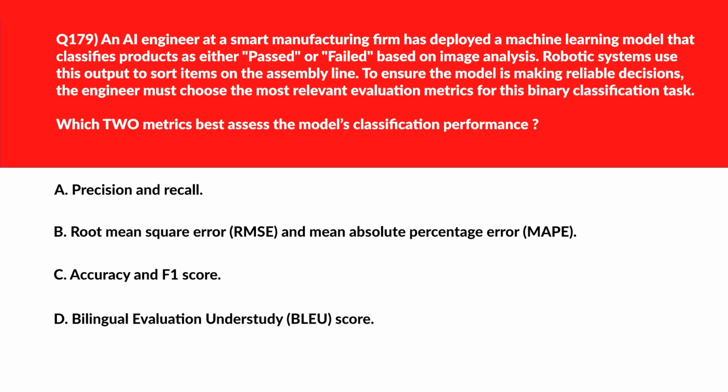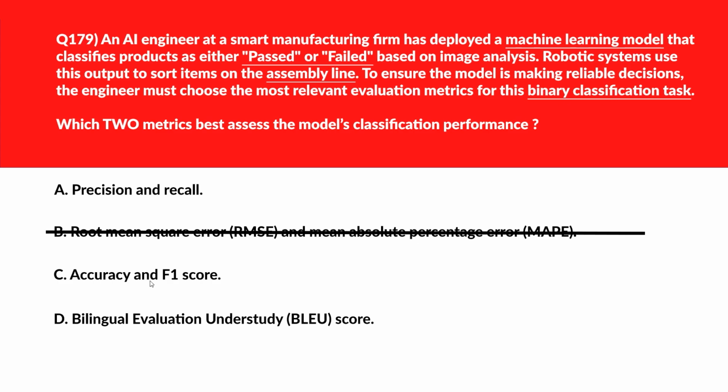Alright, now we got multiple choice question. This time we need to select two correct answers. Option A says precision and recall. Precision and recall measure classification quality for imbalanced outcomes. Let's keep it. We'll move to B. B says root mean square error, RMSE, and mean absolute percentage error, MAPE. RMSE and MAPE are regression metrics, not suitable for binary classification, what we have in the question. Wrong answer. I'll move to C.